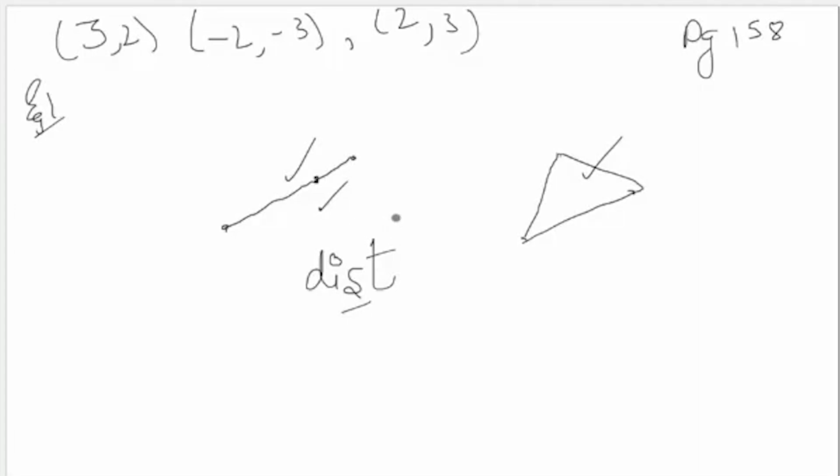Should this hold in a straight line or in the case of a triangle? In the case of a triangle. And this property is known by what name? Triangle inequality. So what is the triangle inequality? The sum of two sides of a triangle is always greater than the third side.